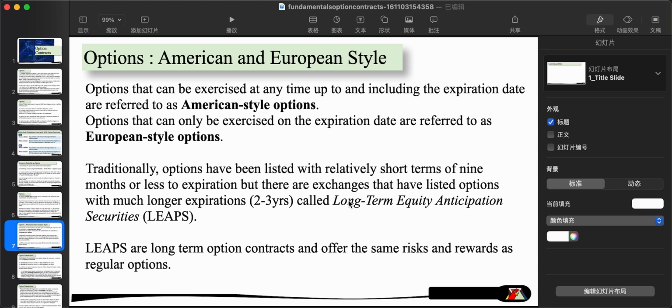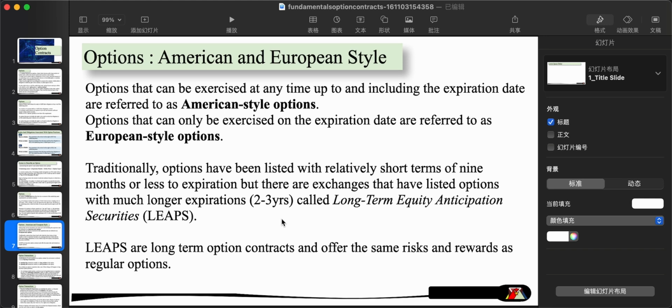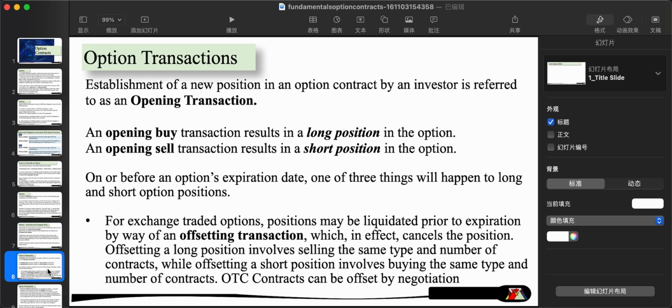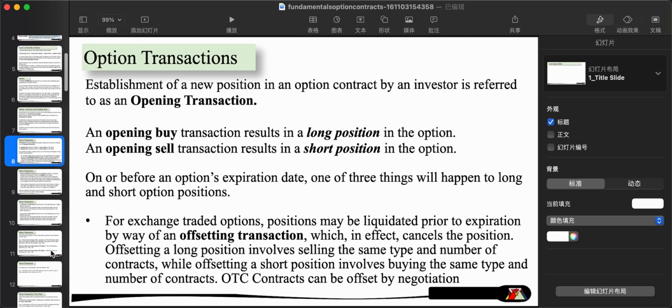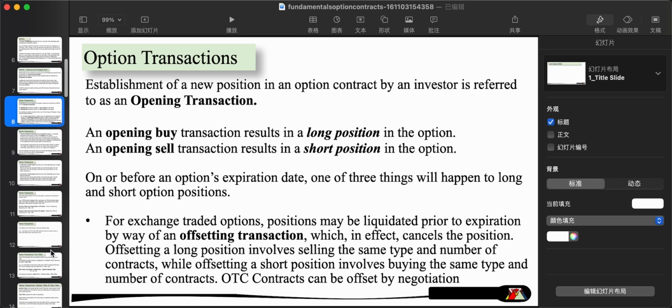So LEAPS are long-term option contracts and offer the same risk and reward as regular options. So if you're willing to give some time, you could potentially buy a LEAP.